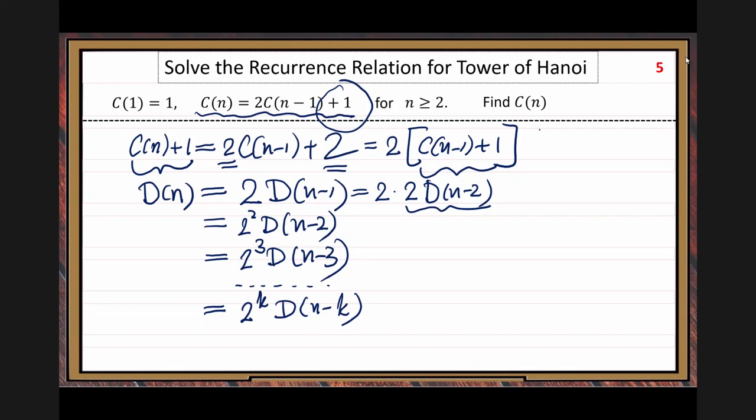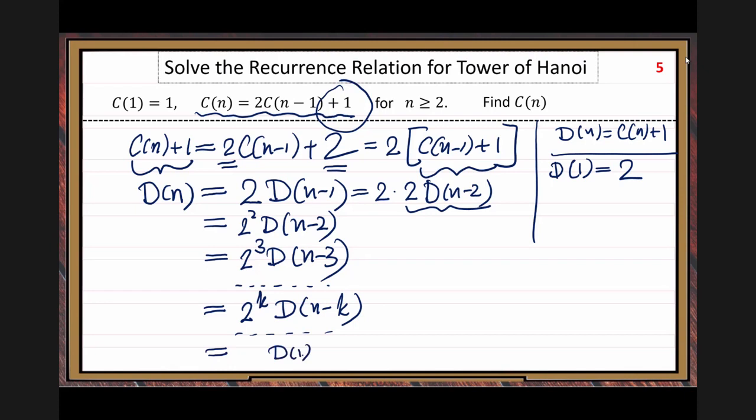But now we need to look at the base case. Eventually we need to get to the bottom, the last equation, the base case. So we need to figure out the base case first. Based on our definition, d of n equals c of n plus 1. This is our definition of the d function. Then the base case c of 1 equals 1, so that tells us d of 1 equals 1 plus 1 equals 2. That's the base case of the d function. When we reach the bottom, we should have d of 1 because we need to hit the base case.